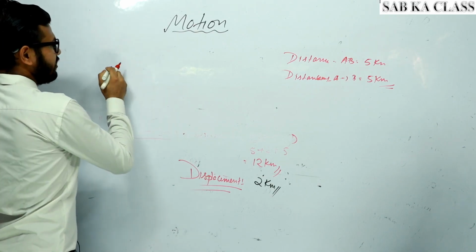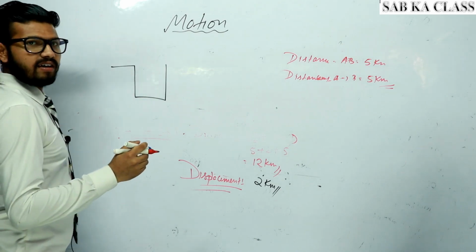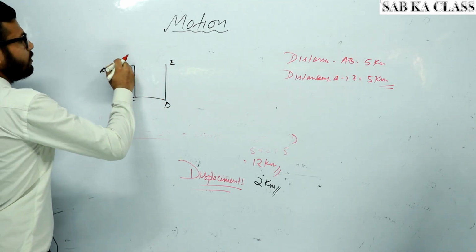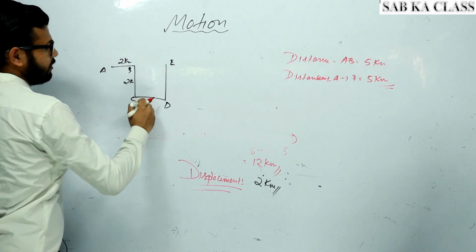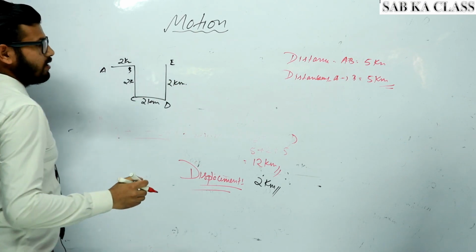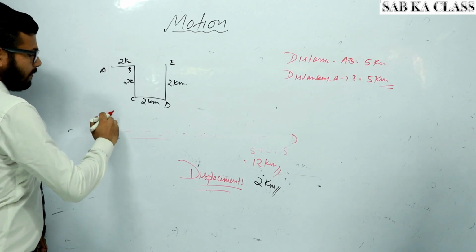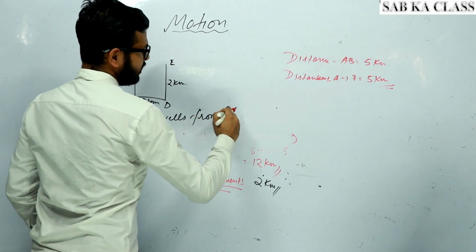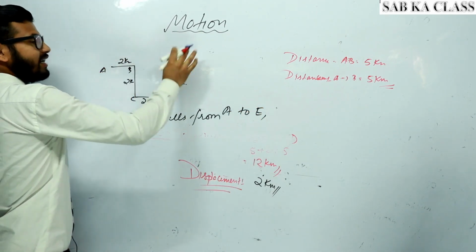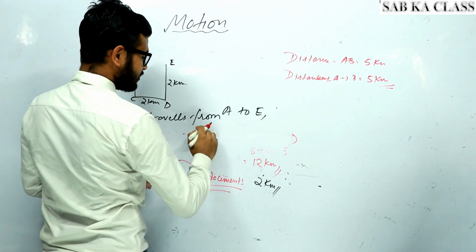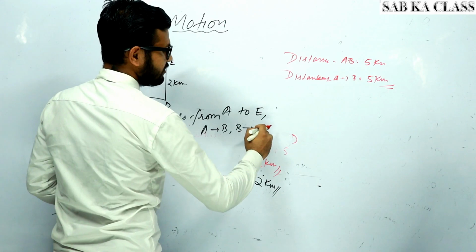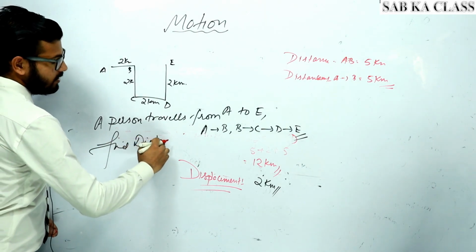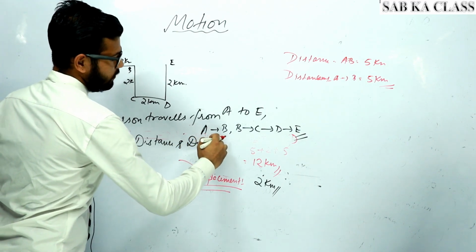ऐसा रास्ता ऐसा था. ठीक है. मानो कि A point, B point, C point, D point, E point. Everything is 2 किलोमीटर. ये भी 2 किलोमीटर है, ये भी 2 किलोमीटर है, ये भी 2 किलोमीटर है, ये भी 2 किलोमीटर है. Okay. So a person travels from A to E. समझ में, कहाँ से गया है, A से लेकर E तक गया है. A to B गया, फिर B to C गया, C से D गया, D से E गया. So the question is that find distance and displacement. I hope this question is clear, everyone.